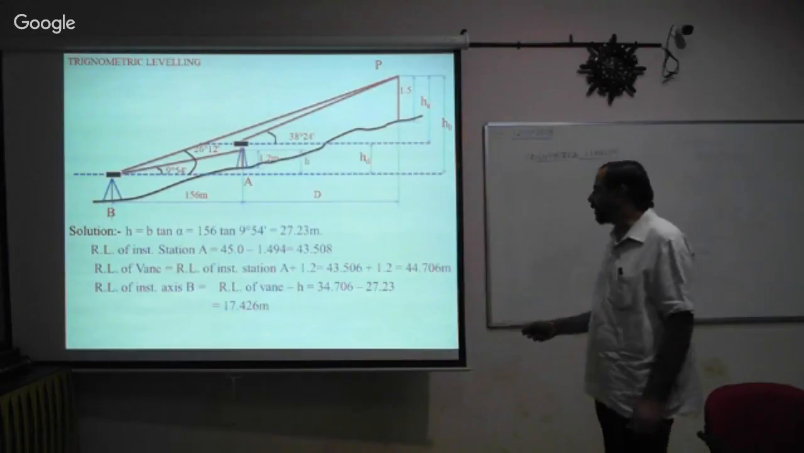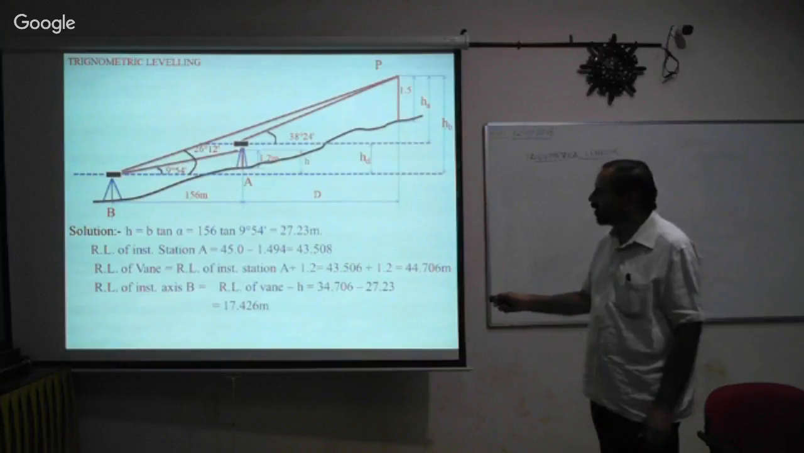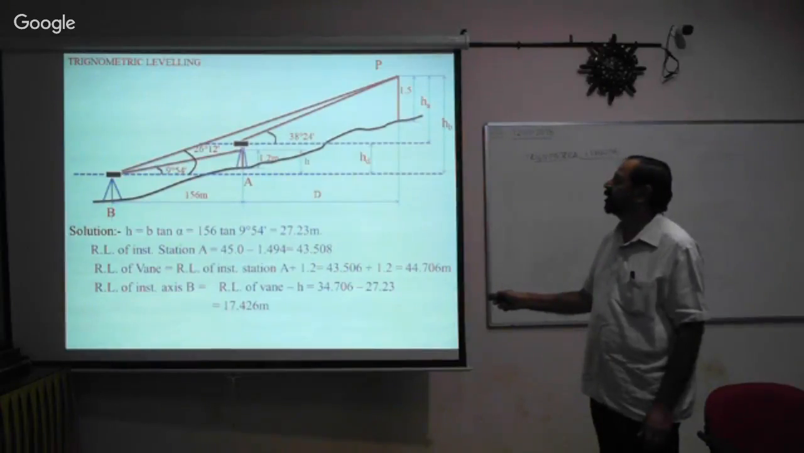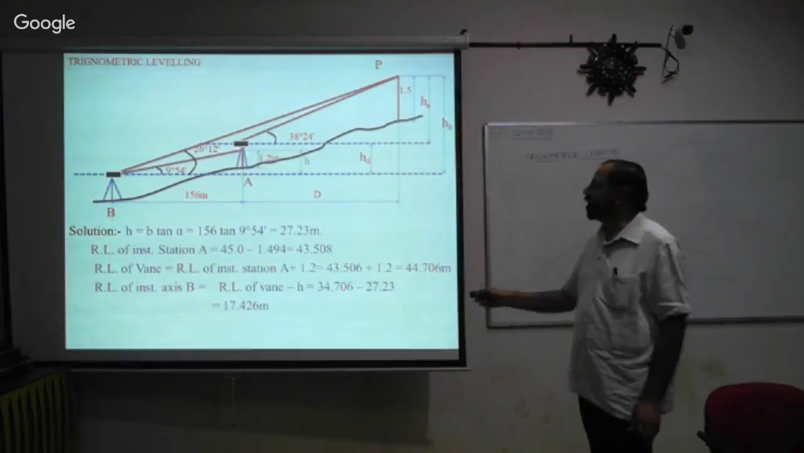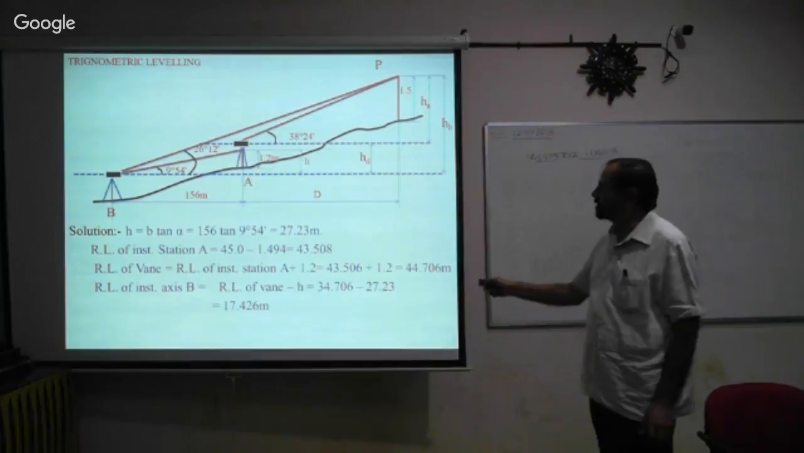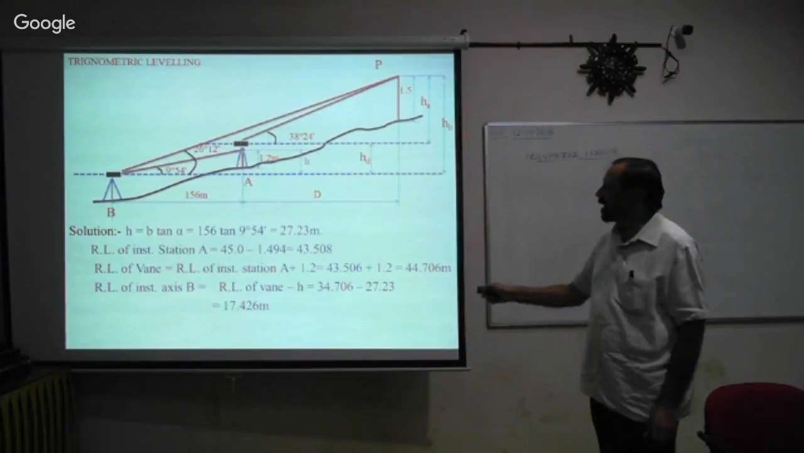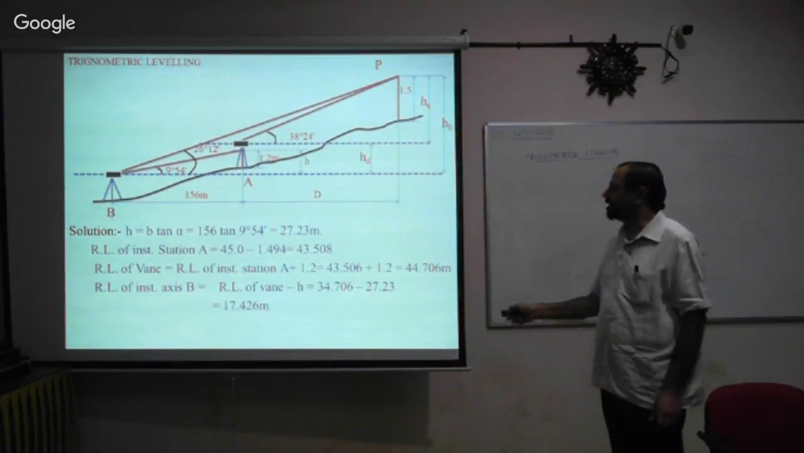Now the RL of the vane is equal to the RL of the instrument station plus 1.2. This is the RL of the vane. After calculating the RL of the vane, now deduct this H. So it is the RL of the instrument station plus 1.2, and then minus H, deduct it.